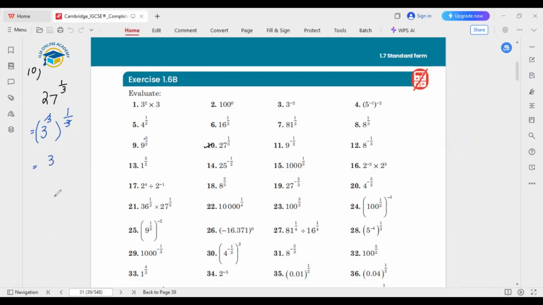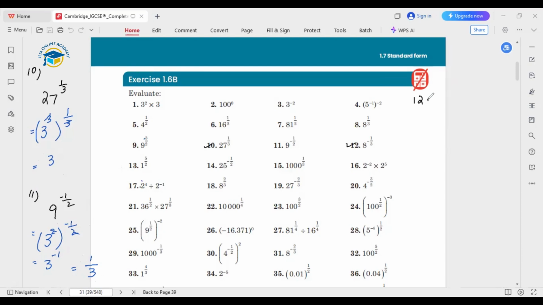As for the 11th one, they gave it the negative power, -1 by 2. So similar working we need to do. First, we will be writing this 9 as 3 square and -1 by 2 as it is. Cancelling the 2's together, we have 3 raised to the power -1. And to make it positive, we will be only writing it as 1 by 3. Okay, like this.